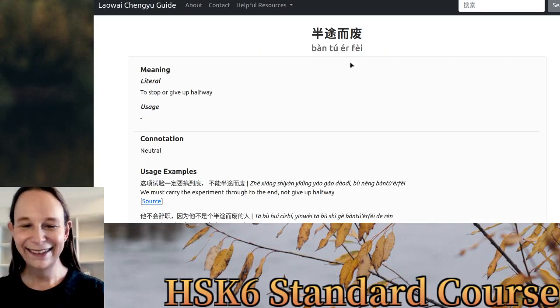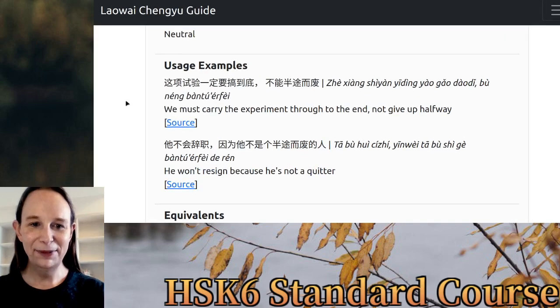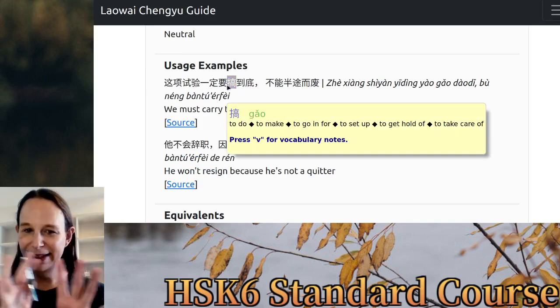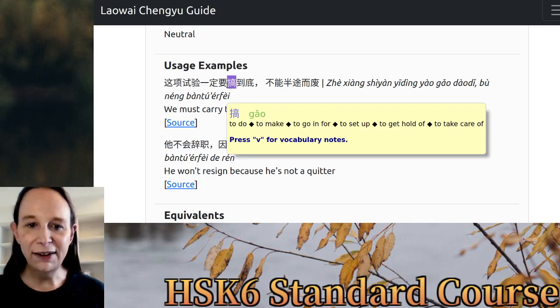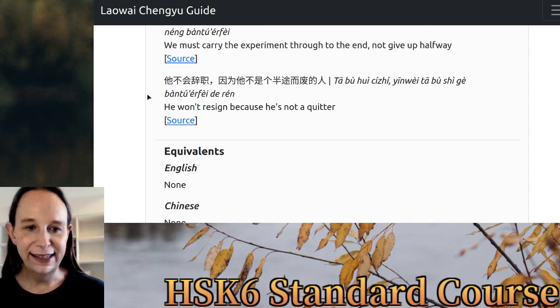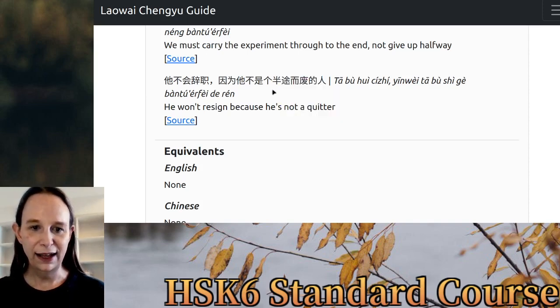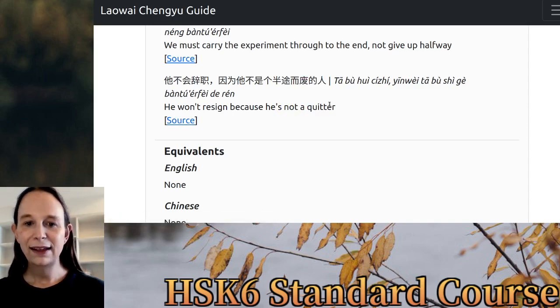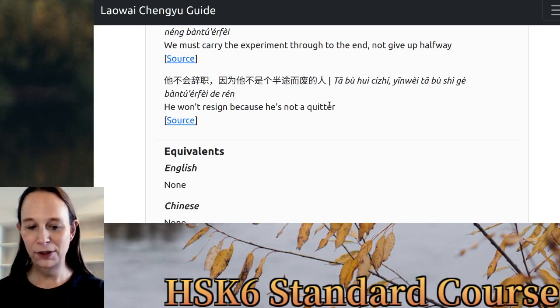加油, it's back. 半途而废. To stop or give up halfway, neutral. So let's see what examples they put here. 这项试验一定要搞到底. So 搞 is one of the words that mean do something. It's relatively rare. You can just say 做到底. 搞到底. 不能半途而废. We can't just give up halfway. 他不会辞职，因为他不是个半途而废的人。He's not a quitter. Source from 有道. Yeah. I'm not sure if I would say it like that. 他不习惯于半途而废. That's how I would say it. 他不习惯于. He's not accustomed to giving up halfway.